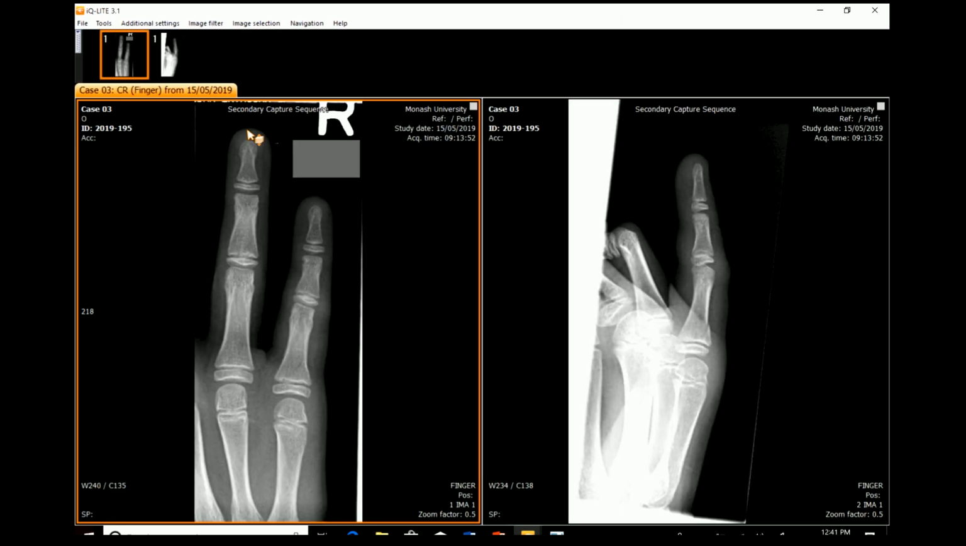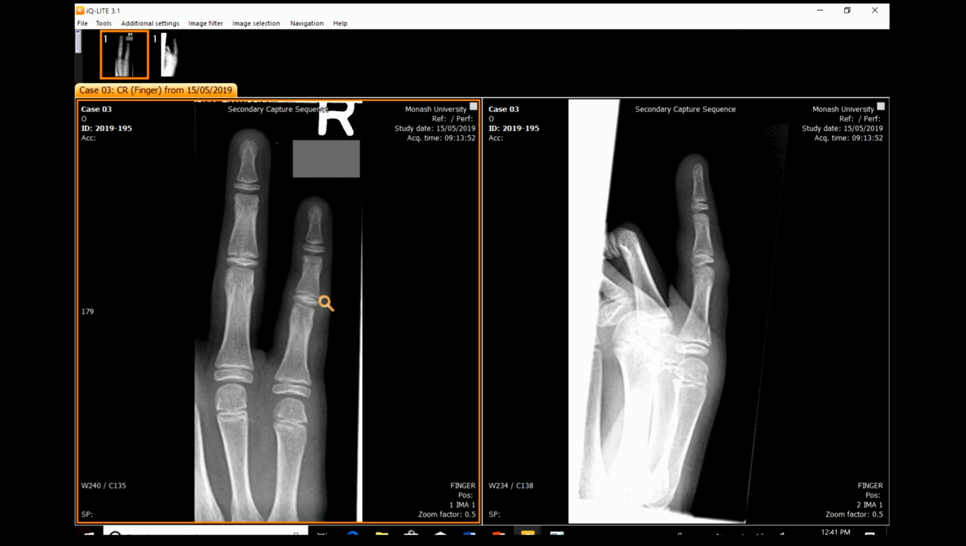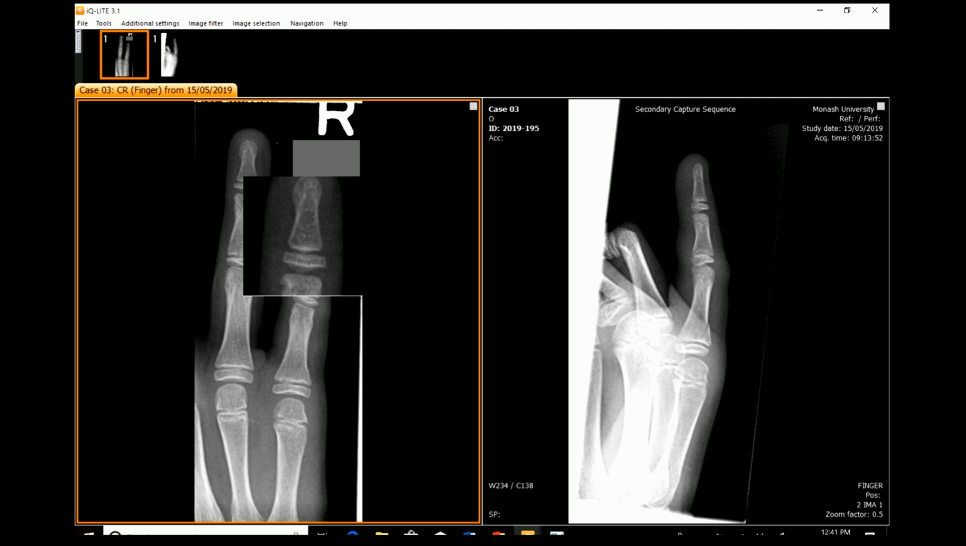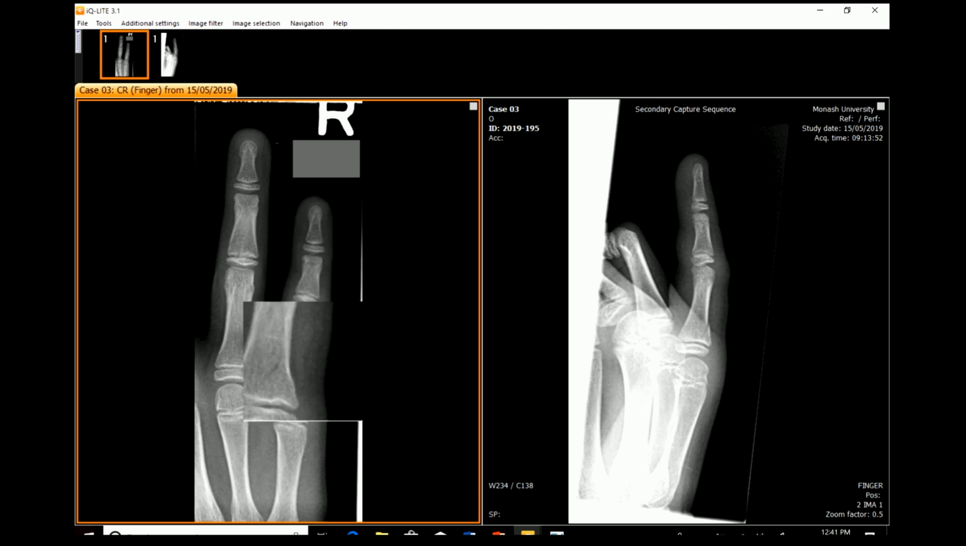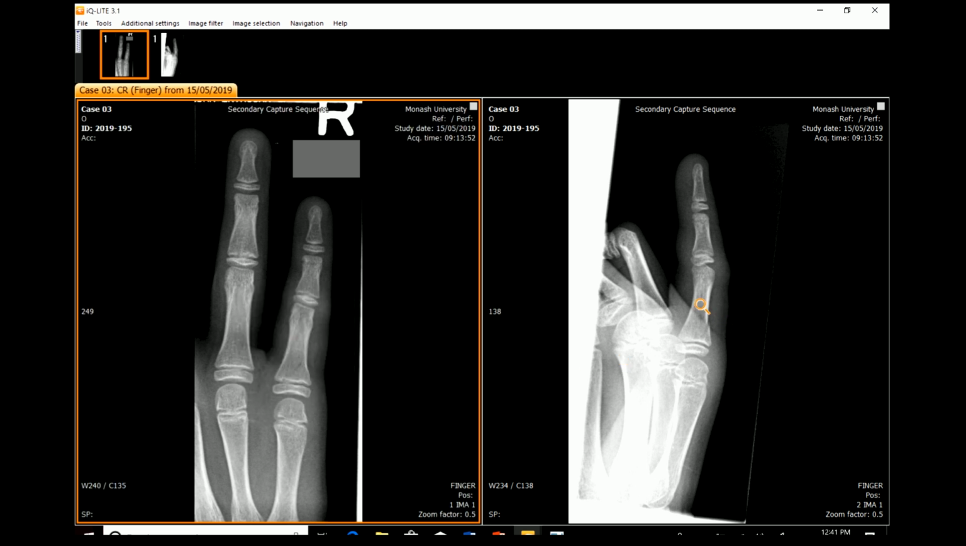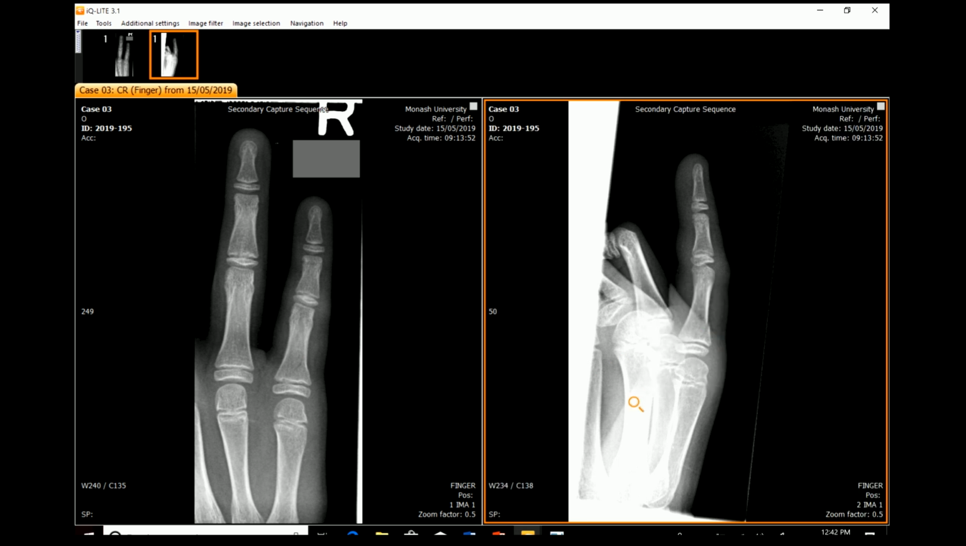Okay, so for case 3, we have an injury to the little finger. If we just zoom in on the little finger, we can pick up there is a lucent line in the proximal phalanx. And then on the lateral view, we can see that there is a fracture, and the fracture is above the epiphyseal line, so that makes it a Salter-Harris type 2 fracture of the fifth digit.